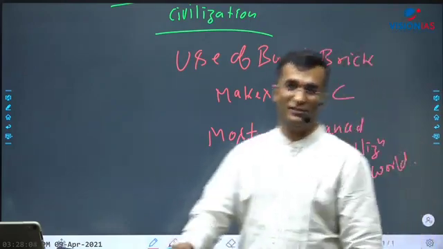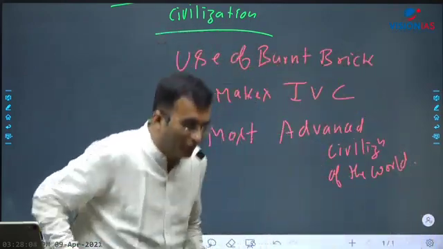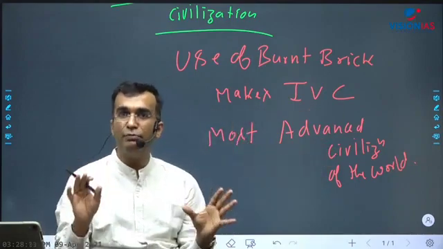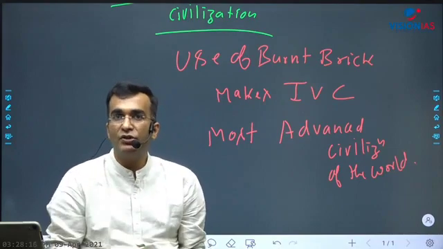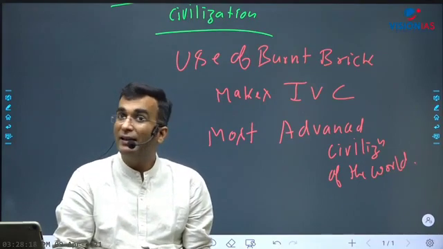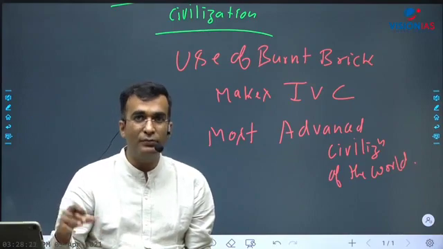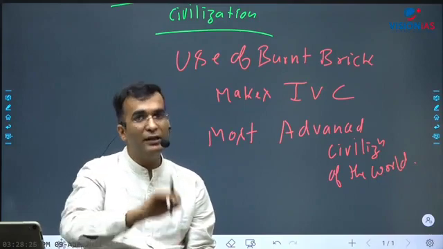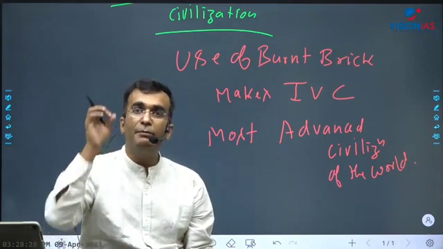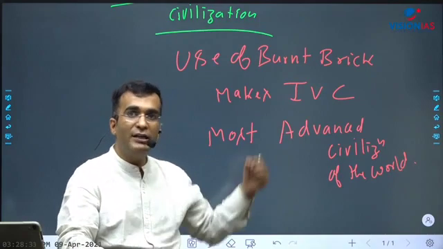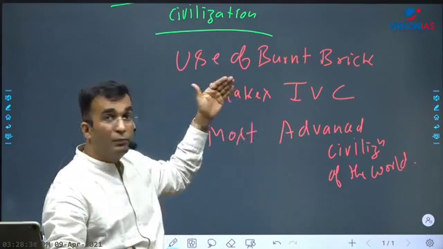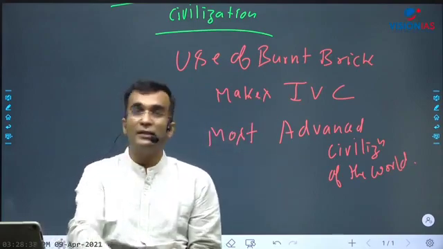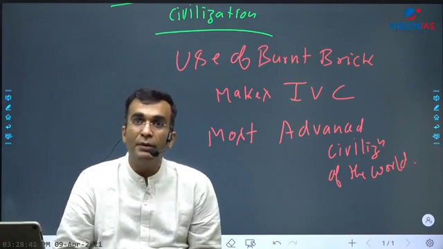So this is what makes it the most advanced civilization of the world. This is the primary factor which makes the Indus Valley civilization the most advanced civilization of the world. The secondary is the town planning, and in fact the drainage system and granaries are part of the town planning or urban planning, where it can be elaborated. So the primary factor is the use of burnt brick. Then the question arises: what about the pyramids?